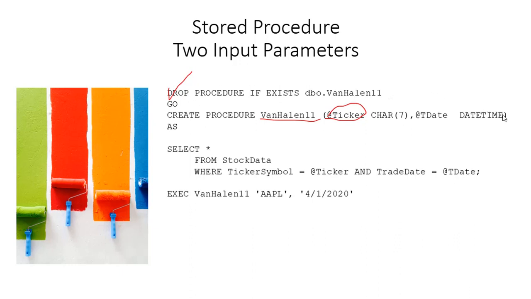At tDate, that's going to be of date time. That's the second thing here that we declare. Select star from stock data where ticker symbol equals the first variable and trade date equals the second variable. Once we run that and create the stored procedure, then we execute the stored procedure. Here's our first parameter that we're passing, and here is our second parameter that we're passing.